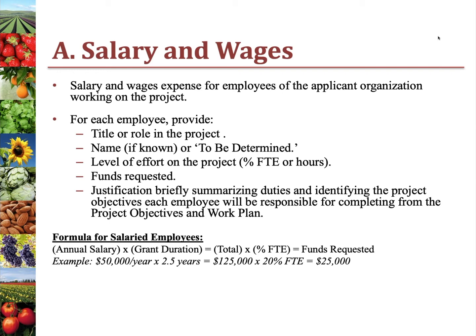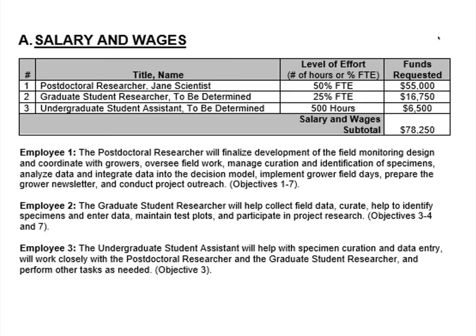To calculate the funds requested for a salaried employee, multiply their annual salary by the grant duration, which is 2.5 years, then by their percent full-time equivalent. To calculate the funds requested for an hourly employee, multiply their hourly wage by the number of hours to be worked over the entire grant duration.